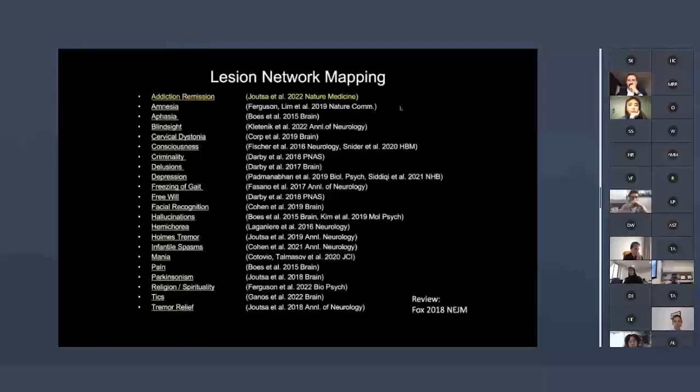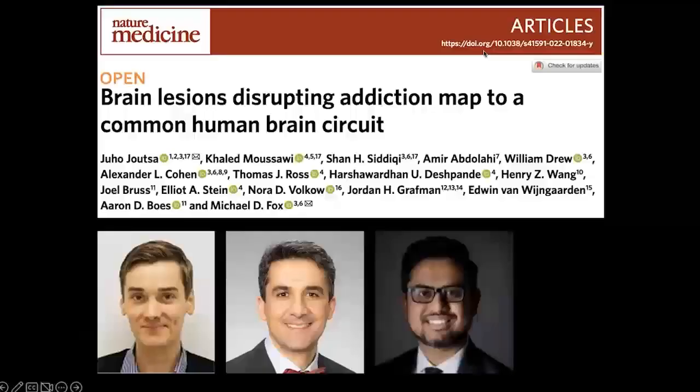So now what we're going to do is use that same approach to go after lesions that led to remission of addiction. Next slide. And this is actually a huge collaborative effort across a lot of different labs, a lot of different experts in brain imaging and addiction. And it actually had 3 co-first authors on the paper, Yuho Yucha, Khalid Moussaoui, and Sean Siddiqui, that deserve full credit for leading this team and this research. Next slide.